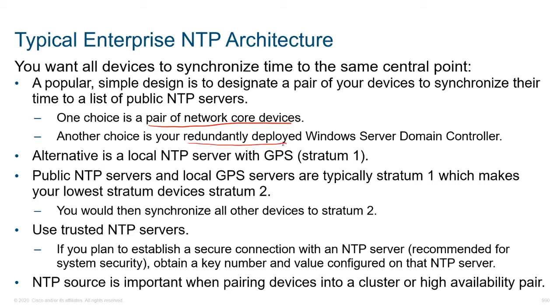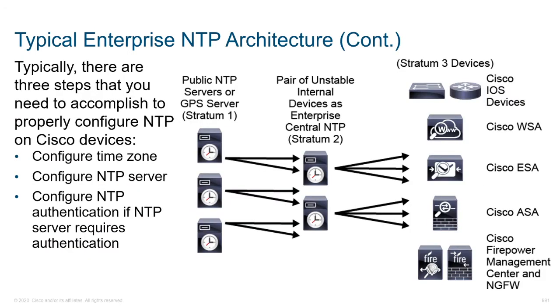Another choice is we can also be redundant with our Windows domain controller. So if we want our network infrastructure to have the same time as our server infrastructure, we can do that as well. We can have a local NTP server. We have public NTP servers. Ensure that you are always using trusted NTP servers. Seeing as this is a security class, we want to make sure that we're at least getting our time from an accurate source. So again, here's that concept of every hop away, you're increasing your stratum.